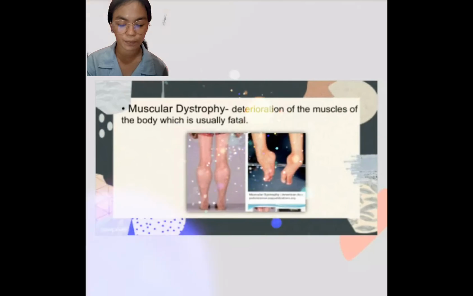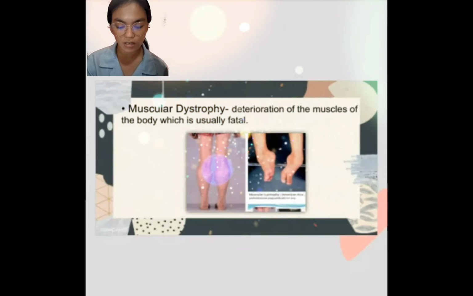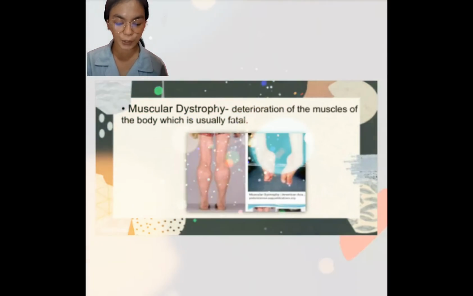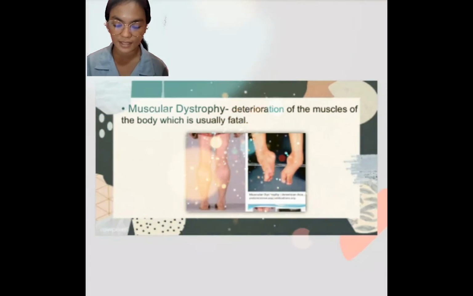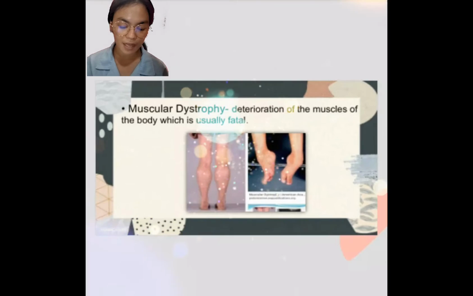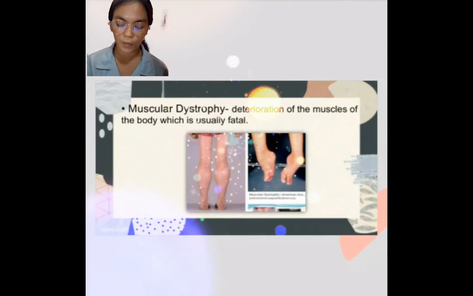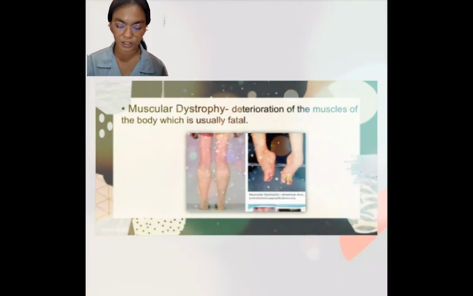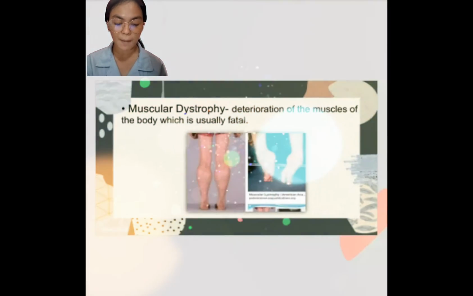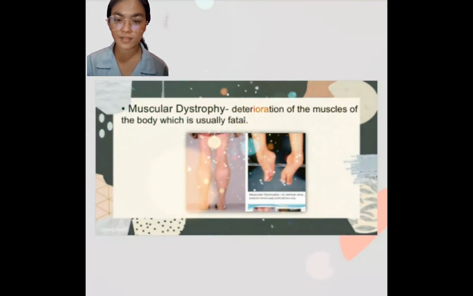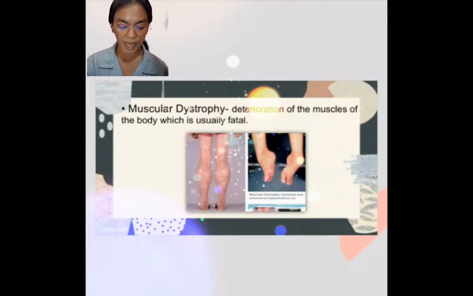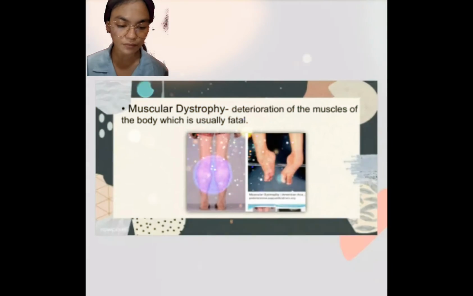Muscular dystrophy is a deterioration of the muscles of the body which is usually fatal. It is a group of inherited diseases that damage and weaken your muscles over time. This damage and weakness is due to the lack of a protein called dystrophin, which is necessary for normal muscle function. The absence of this protein can cause problems with walking, swallowing, and muscle coordination.